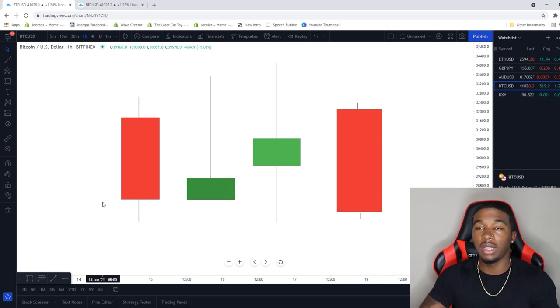And I'll show you guys what I mean in a little second after I get through my drawing, kind of explaining what the heck candlesticks are, how you can read them and everything like that. So you might be wondering, we have this big body of red and then we have lines at the top and lines at the bottom.